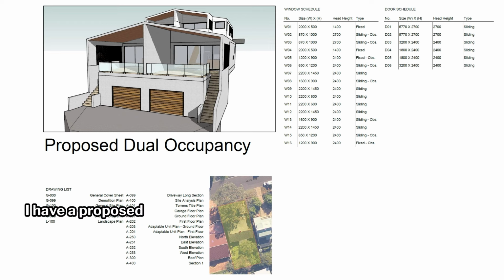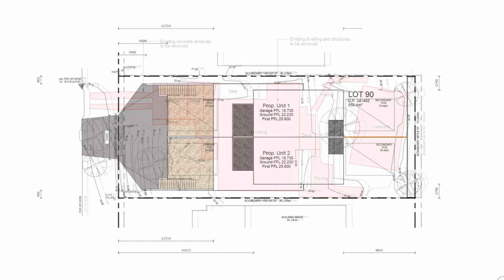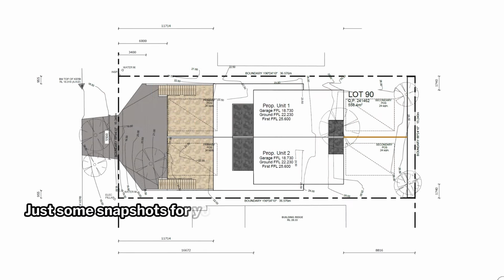I have a proposed dual occupancy approved. I've taken away the private details. Here's the set of drawings as per the DA approval. Just some snapshots for you to get a visual.